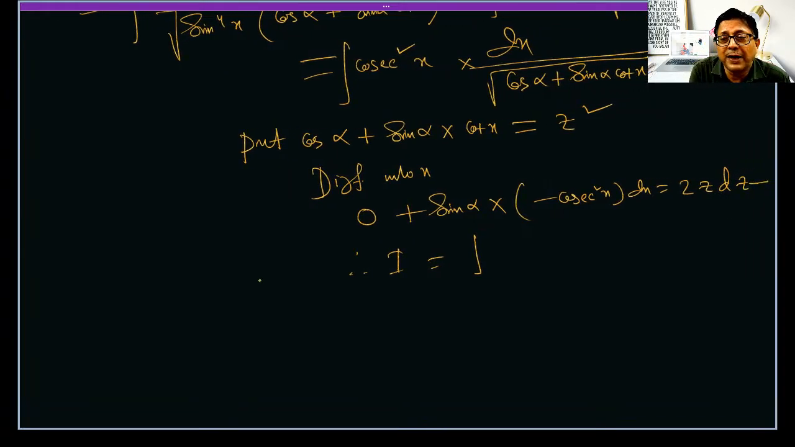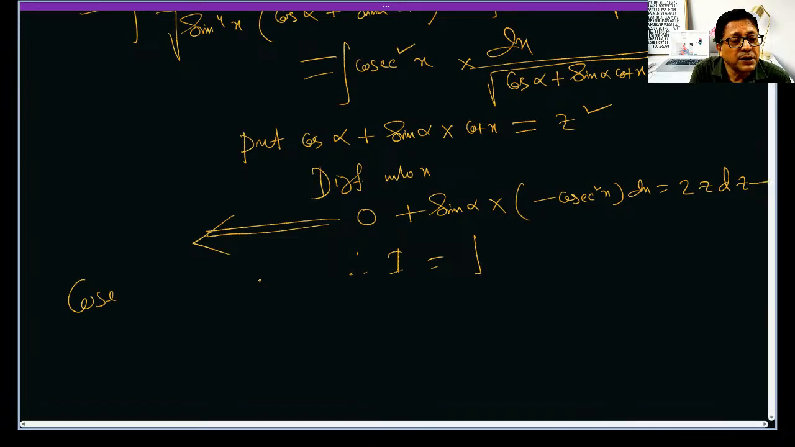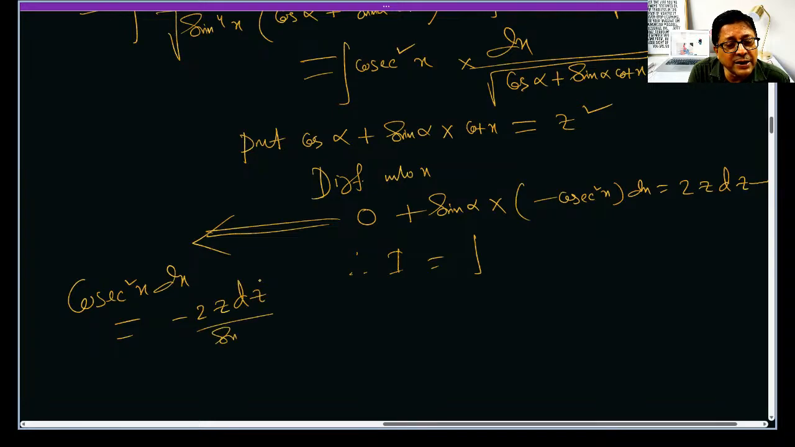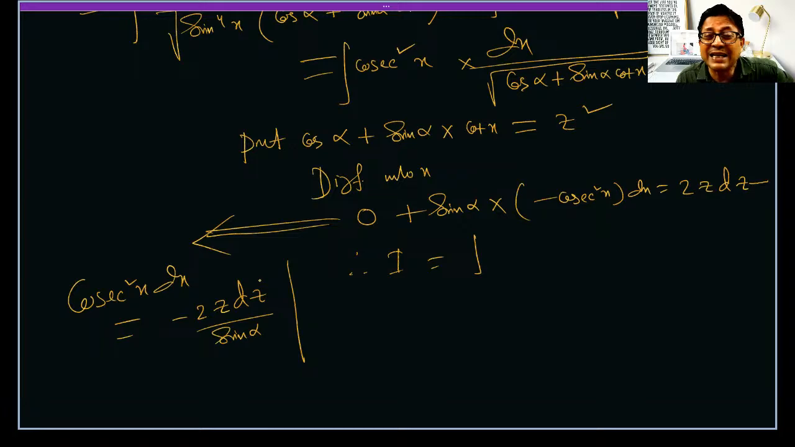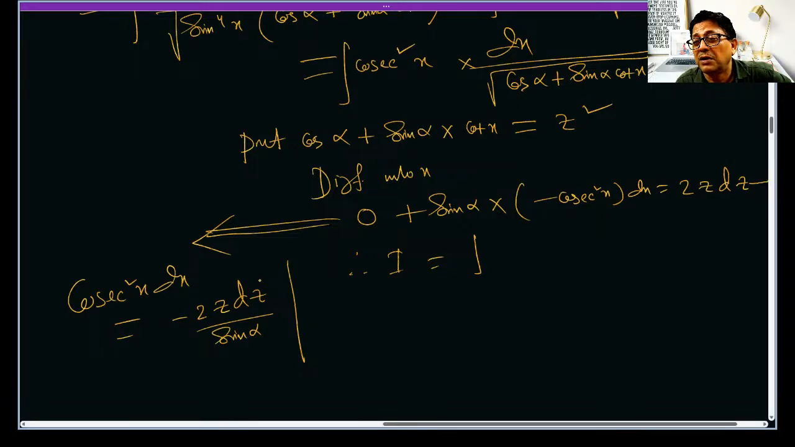From this one you find cosec square x dx. This will be minus 2z dz by sin alpha. So what will I be? Cosec square x dx you got, substitute: minus 2z dz by sin alpha, and this thing you have taken z square, so put z over there.